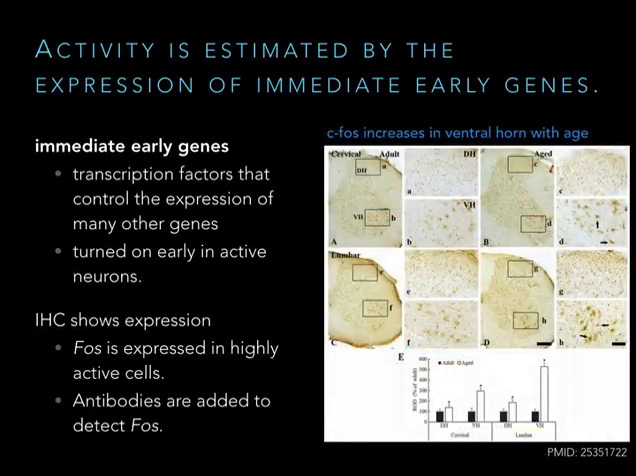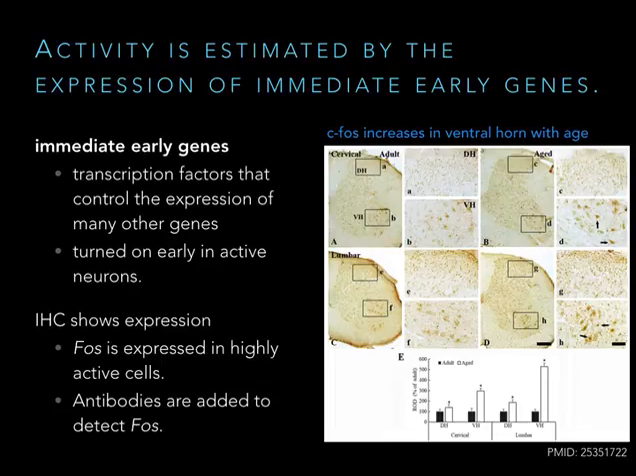Here's an example of a measurement of c-Fos in different aged rats. So we have adult and then elderly rats. The adult rats are shown in the black bars in panel E, and the aged rats, their data are shown in the open or white bars.